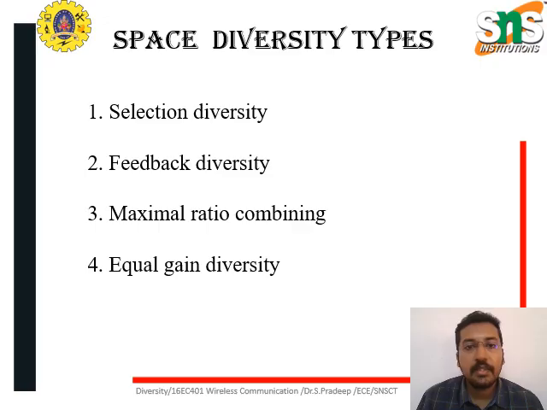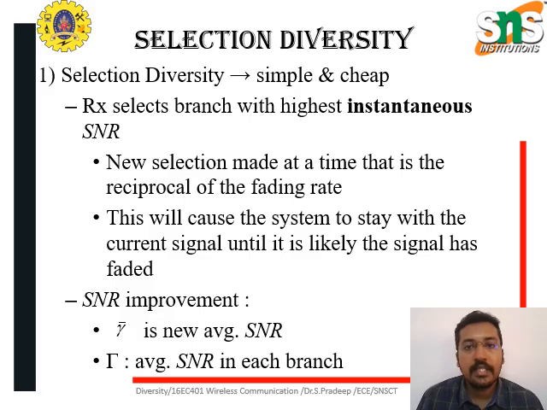The space diversity types are selection, feedback, maximal ratio combining, and equal gain diversities. Selection diversity. The selection diversity is a receiver-based diversity technique in wireless communication where the receiver selects the strongest received signal from the multiple antennas, discarding the rest. This approach aims to improve signal quality and reliability by leveraging the most robust signal path available at any given time, which is used to improve the signal to noise ratio.